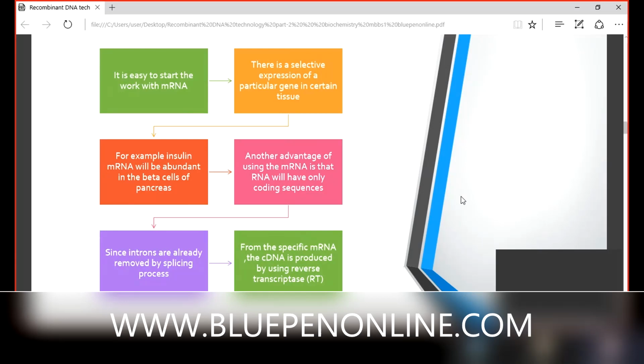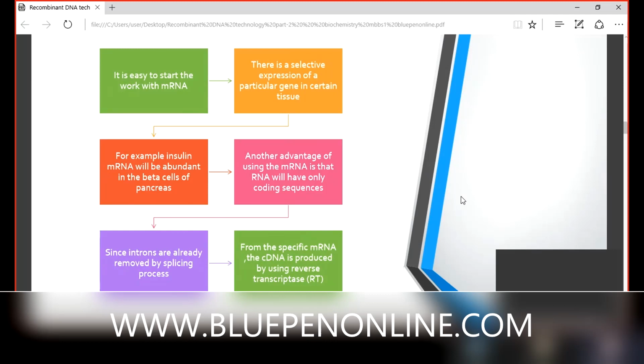Human gene, introduction of human gene. So I think you got the point. So it is easy to start the work with mRNA. There is a selective expression of a particular gene in certain tissues. We know that in certain tissue, there is an expression of a particular gene. For example, insulin.